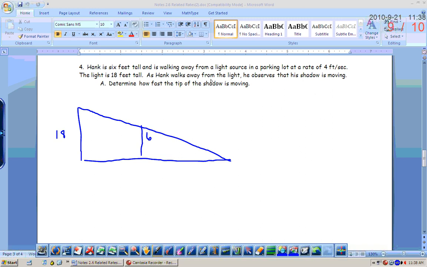As Hank walks away from the light, he observes that his shadow is moving. Determine how fast the tip of his shadow is moving. So basically, we want to know how fast the tip of the shadow is moving.